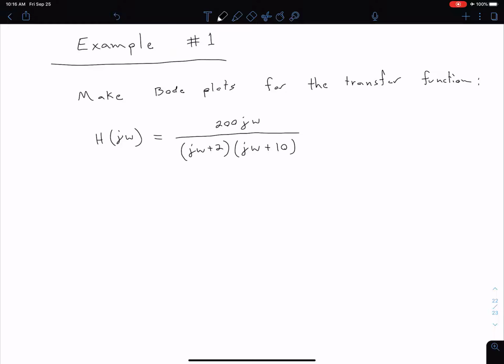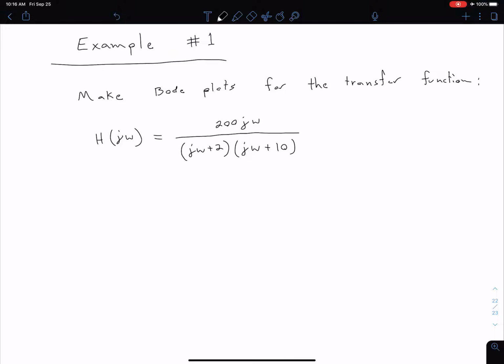In this video, we're going to look at the first of two examples of how to make Bode plots. So here we see we want to make Bode plots for the transfer function shown below. We have H of j omega equals 200 j omega divided by, in the denominator, the quantity j omega plus 2 times the quantity j omega plus 10.